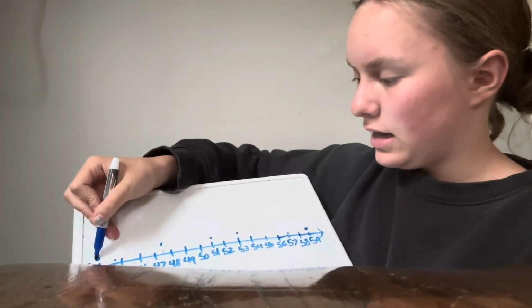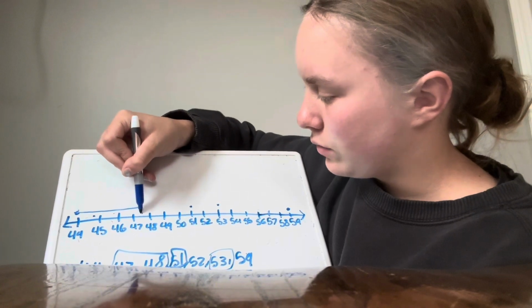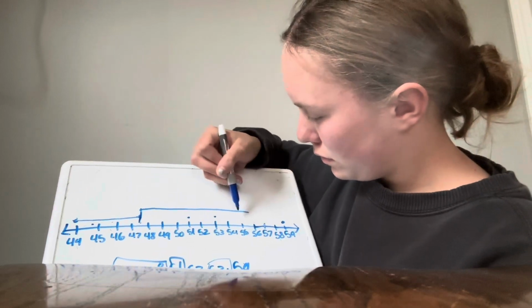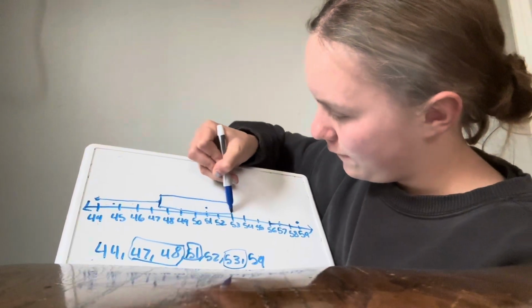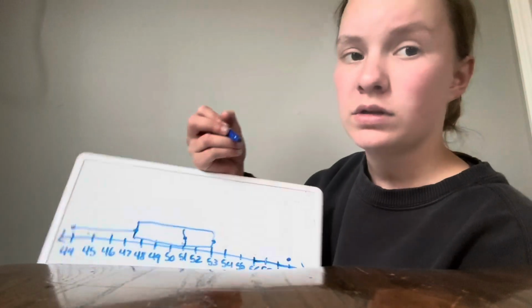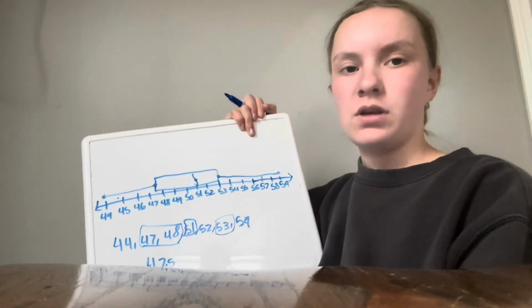So, next, we're going to connect our lowest point with our first quartile. Then we're going to make a box around our median, our first quartile, and our third quartile, and then connect it to our highest. So that is how you make a box plot. Next, we're going to learn how to analyze a two-way frequency table.